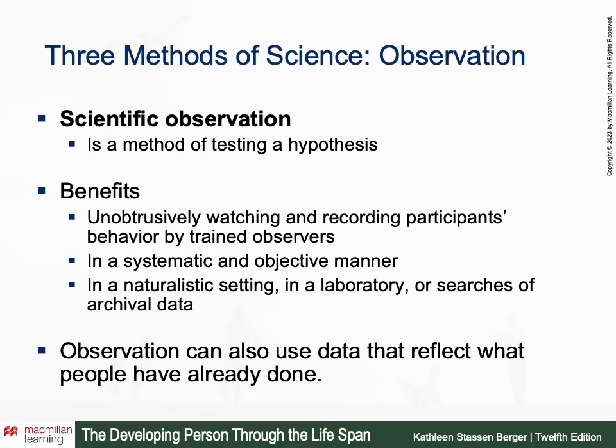Then we have scientific observation, and this is really good because it's just unobtrusively watching, right? Just watching and recording. So the tendency towards bias would be pretty low as long as it's just that. It's just observing and making notes. It's systematic and objective in a naturalistic setting, in a laboratory, or searches of archival data. And observation can also use data that reflect what people have already done.